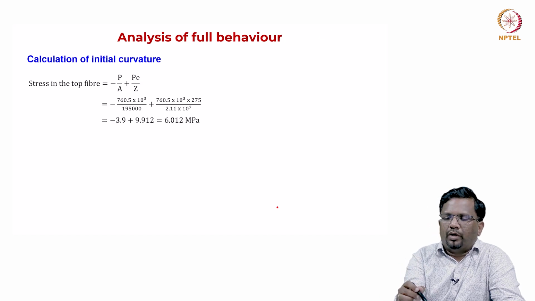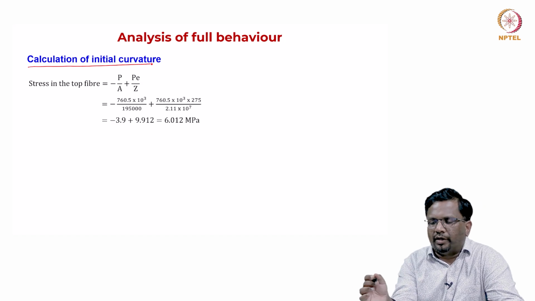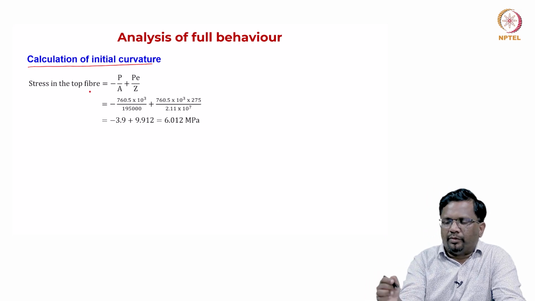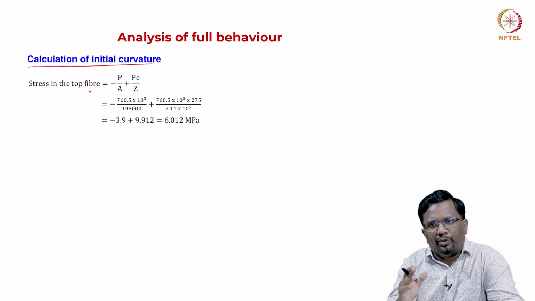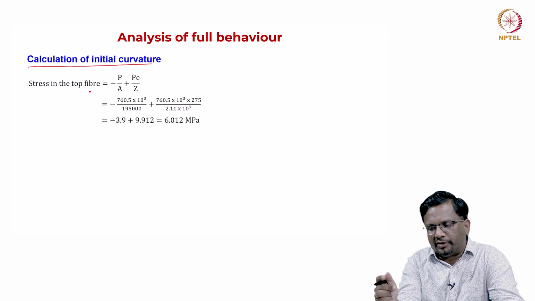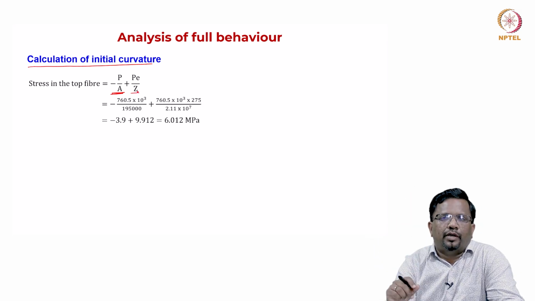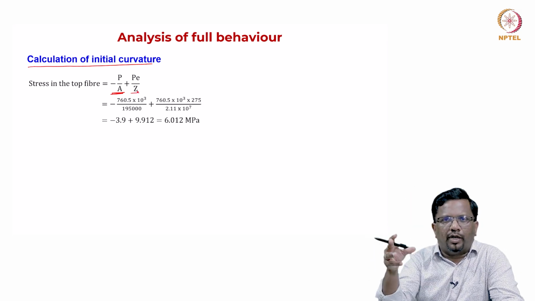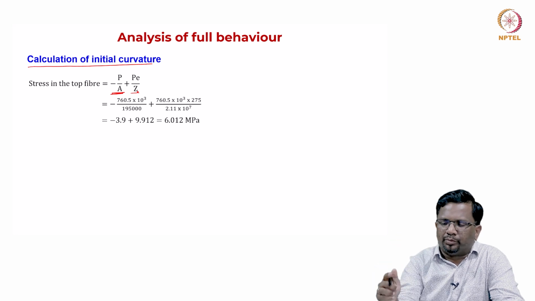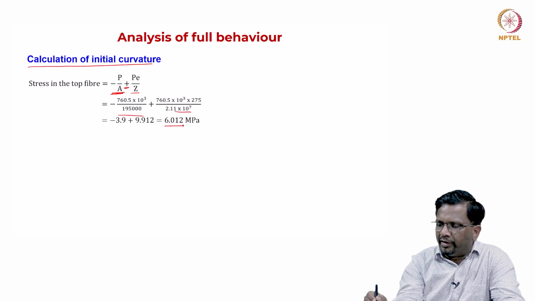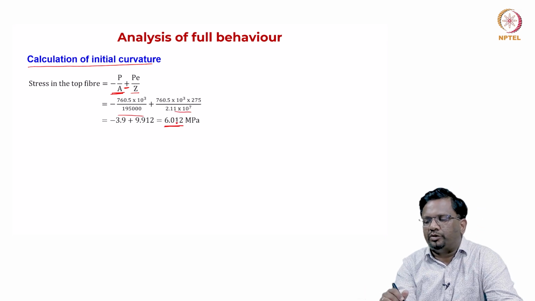Now, how do we calculate the initial curvature again? We can calculate the stress at the top fiber, because at this point of time only the prestressing load is acting. We have studied in the previous modules how to use the stress method of analysis. So the stress at the top fiber will be minus P by A, and there are two components, the concentric component and the prestressing moment. The prestressing moment is going to produce tension, that is why we have plus here. You substitute the values, you get a net stress of 6.012 megapascal.